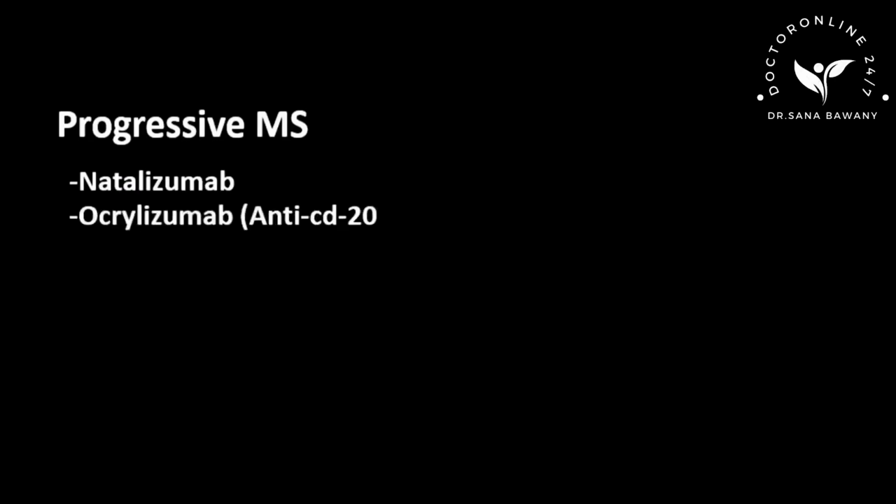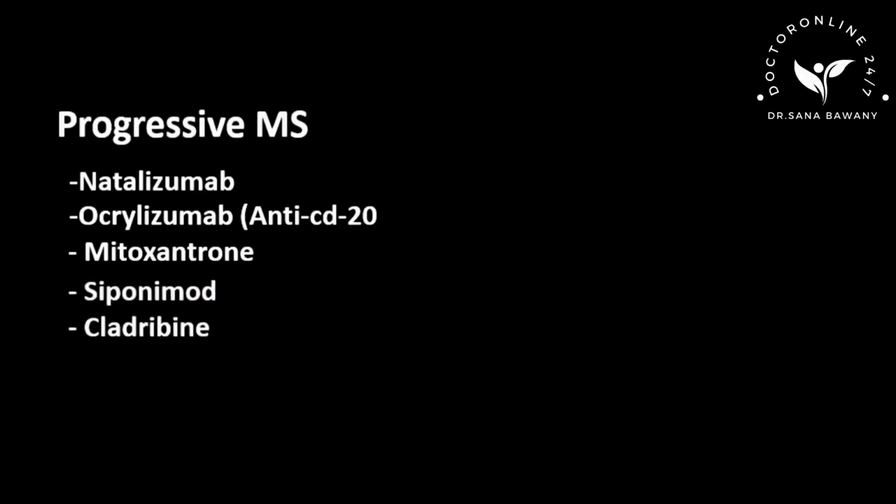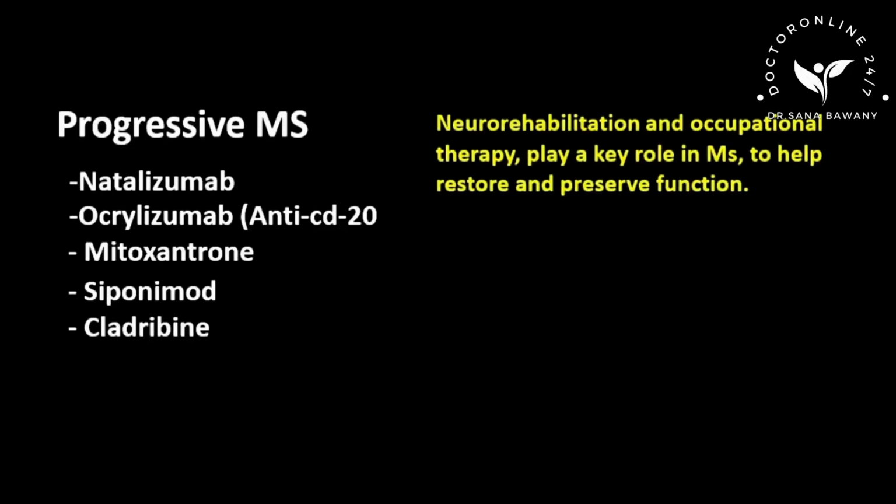Other agents are first-line in progressive MS, but may also be used in some relapsing cases. These include natalizumab, a monoclonal antibody that inhibits adhesion of leukocytes to vascular endothelial cells and so reduces immune cells entering the CNS. Ocrelizumab, an anti-CD20 monoclonal antibody. Mitoxantrone, a chemotherapeutic immunomodulatory agent. Siponimod, and cladribine. In addition to pharmacotherapy, rehabilitation such as neural rehabilitation and occupational therapy play a key role in MS to help restore and preserve function.